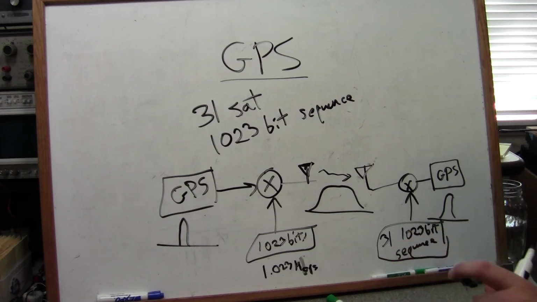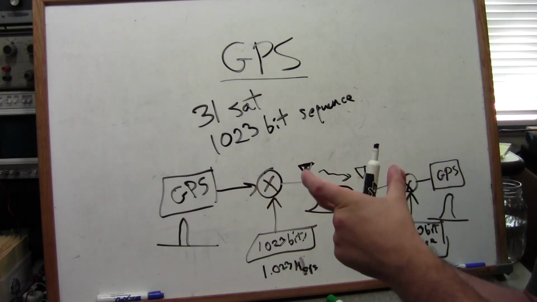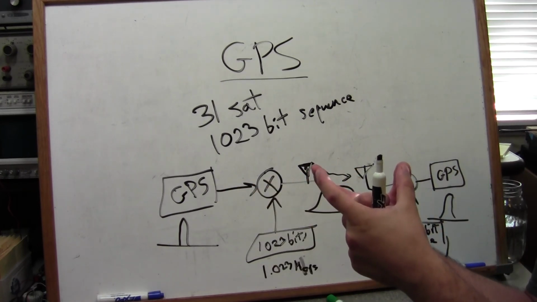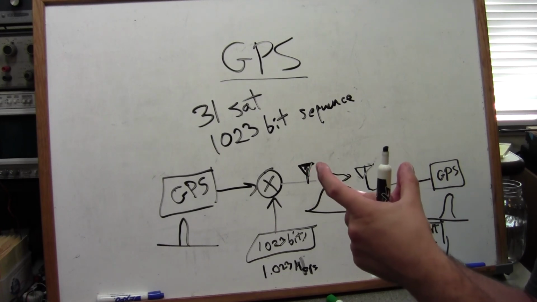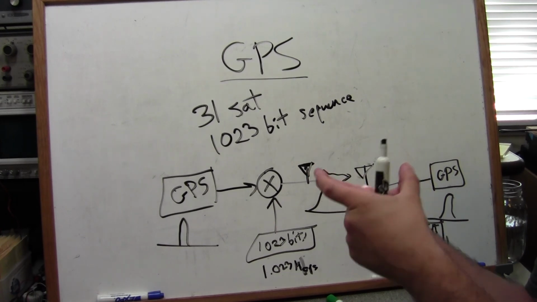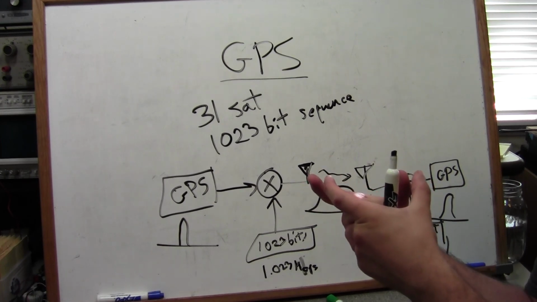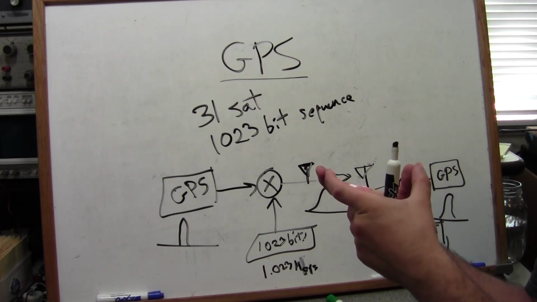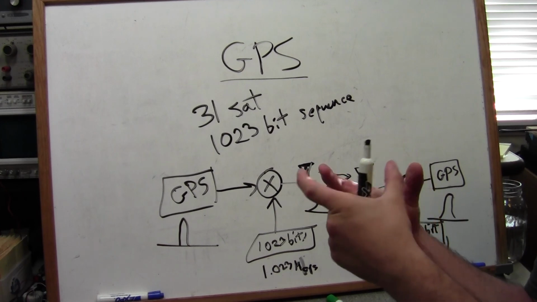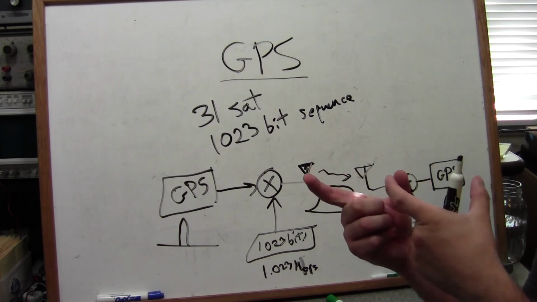The receiver would then pick one of those sequences and try and line it up somewhere in the received data stream and see if it correlates strongly with any of the received signals. If it does, it's found one of them and it has locked onto it. If it doesn't, it shifts it over by one bit and tries again. So it tries this 1023 different times for each satellite to try and get a lock on it.